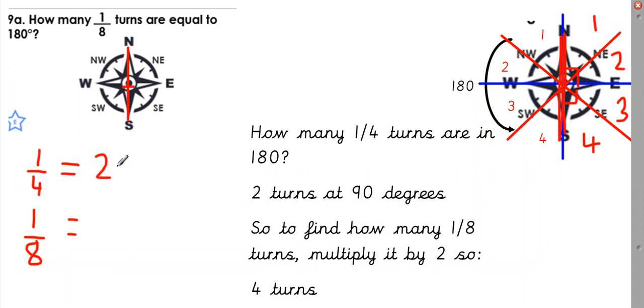Okay, so what you could have done was multiply 2 by 2 to get 4 as well, because we know that there's going to be twice as many 1/8 of a turn as a quarter of a turn. Okay, well done if you got that one correct.